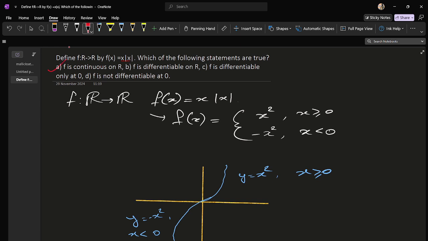Now we are going to check whether it's differentiable or not. So the function will be differentiable on whole R, because it's continuous on whole R and it will be differentiable. So option C, only at 0, will be cancelled out. So our correct options are A and B.